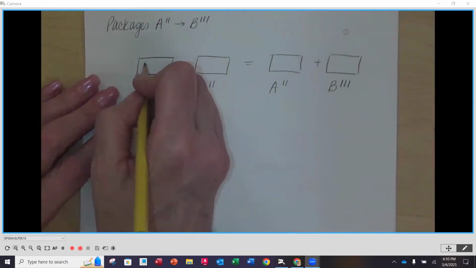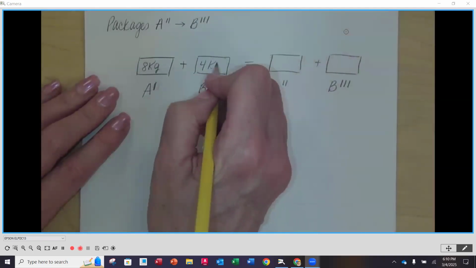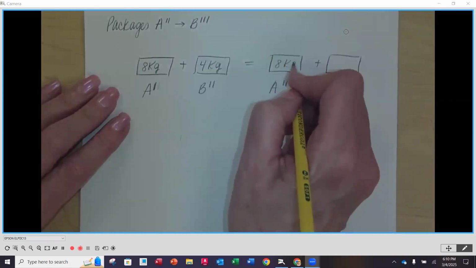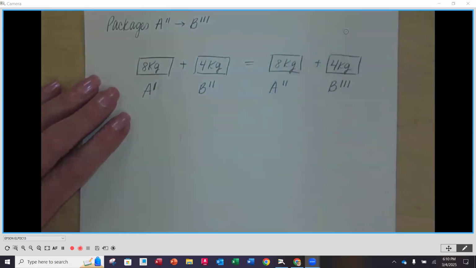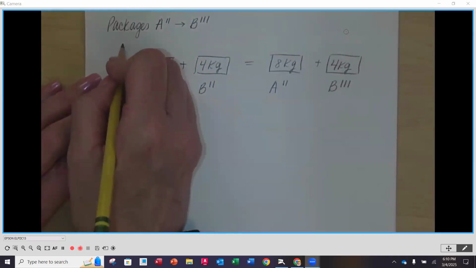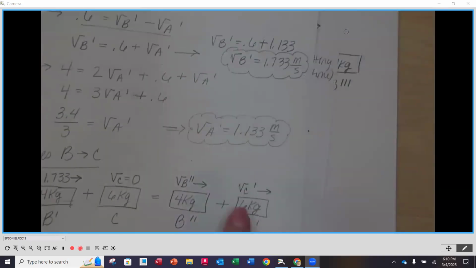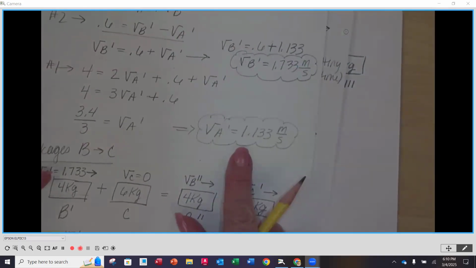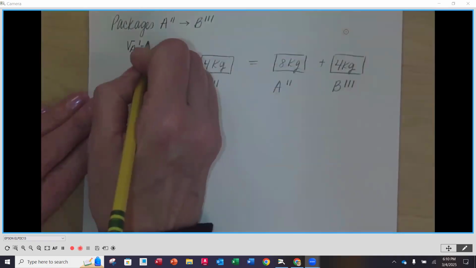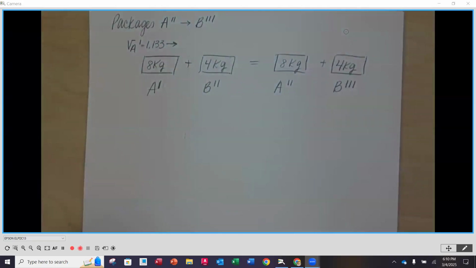All right. Then the masses of our packages. A is 8 kilograms. B is 4 kilograms. Before and after. Now, velocities. This is going to be velocity A prime. And if we look back, we solved for this earlier, and we found that to be 1.133 meters per second going to the right. So this is equal to 1.133. I'm not going to put the units, but I am going to point it going to the right.